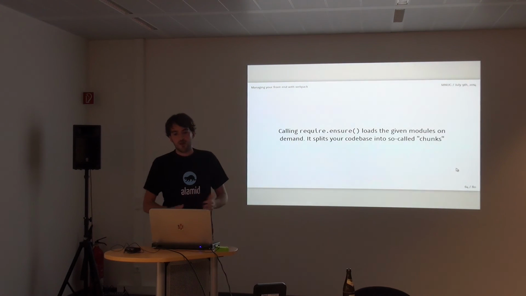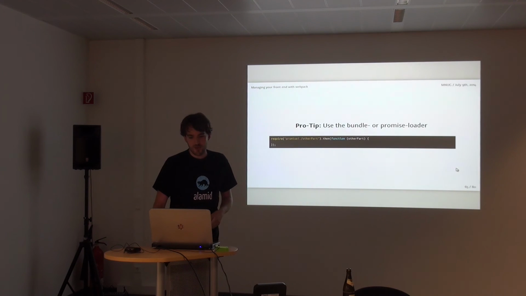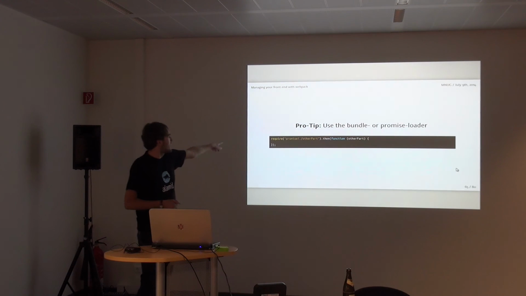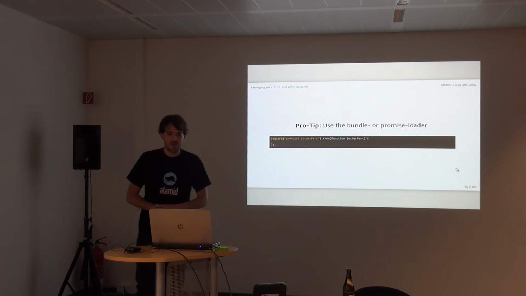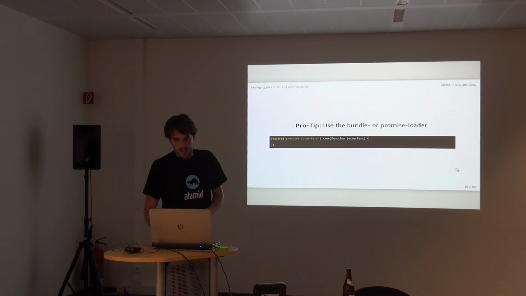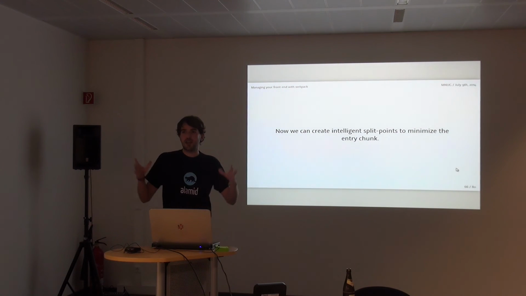So calling require.ensure loads the given modules on demand. It splits your code base into so-called chunks. One pro tip: use the bundle or promise loader, then you can write require, promise, other part, then you can proceed with your stuff. Now we can create intelligent split points to minimize the entry chunk. The entry chunk is very small, and then we can load stuff on demand if we need it.